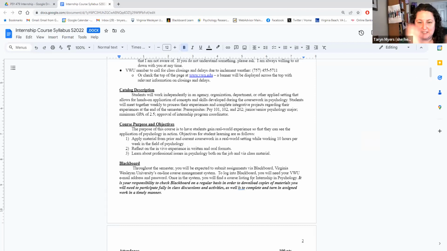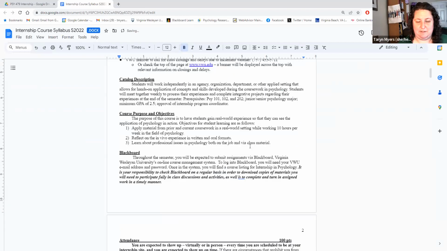And so basically you're going to take what you've been learning in all your psych classes and apply it out in the real world. We do a lot of reflection on what y'all are experiencing. So every class period, everybody checks in about how things are going. They bring problems they're experiencing, and everyone kind of chimes in on the best ways to possibly address those issues. So it does say the prereqs are 101, 102, and 202. If you need to take 202 next semester and you're going to take it simultaneously, that's okay. I can sign off on that for you.